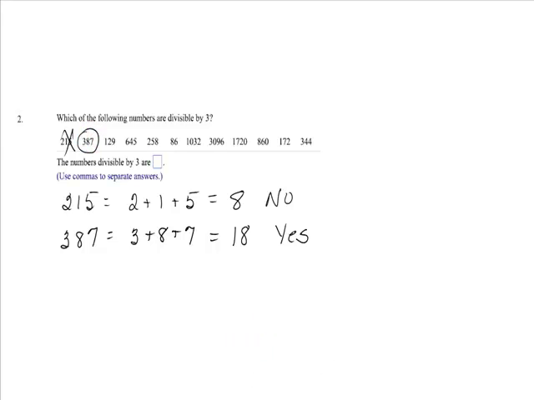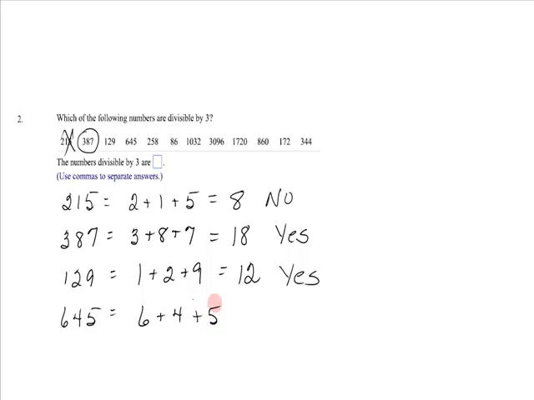It's going to take us a few minutes to do this. So I have 129. I have 1 plus 2 plus 9. 1 and 2 is 3, plus 9 is 12. Is 12 divisible by 3? Yes. By the way, it doesn't matter how many times 3 goes in there, you just know it goes in there evenly. All right, 645. 6 plus 4 plus 5. 6 and 4 is 10, plus 5 is 15. Is 15 divisible by 3? Yes.